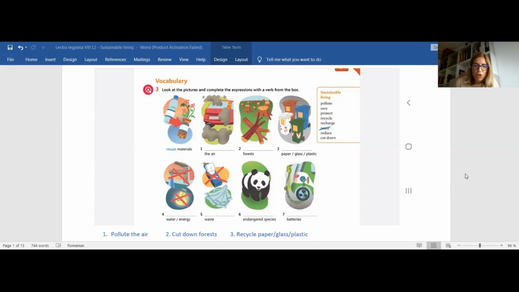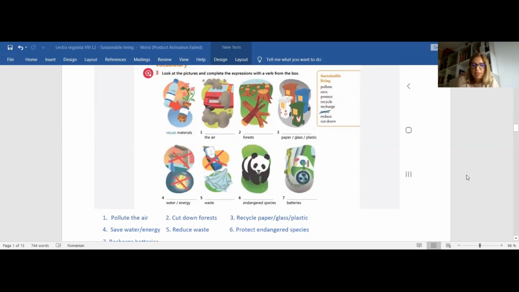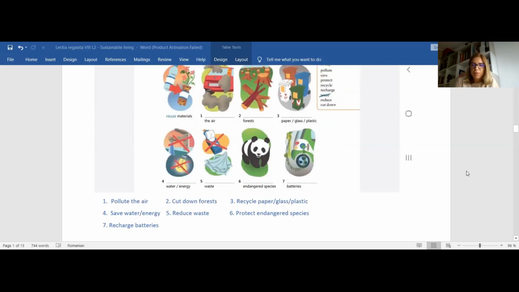For picture number 4, the verb to choose is save, to save water, to save energy. For picture number 5, the verb is to reduce waste. Picture number 6, we have the verb to protect endangered species. And finally, picture number 7, we have the verb to recharge batteries.